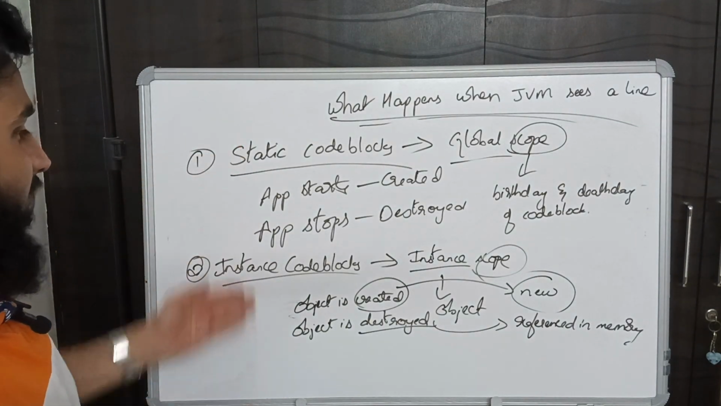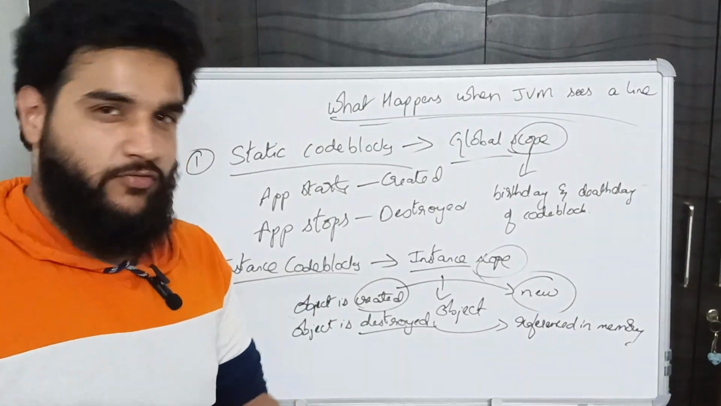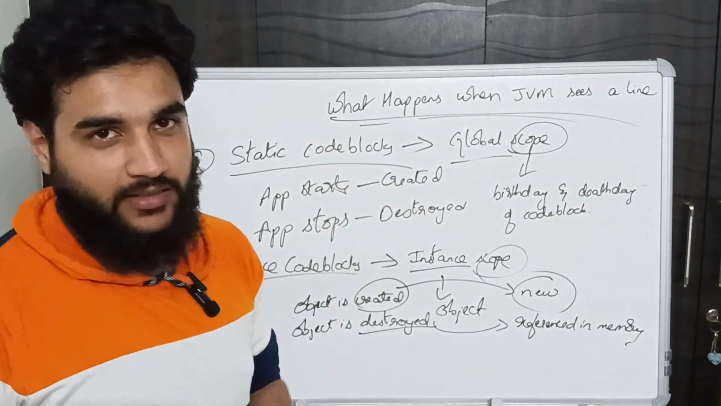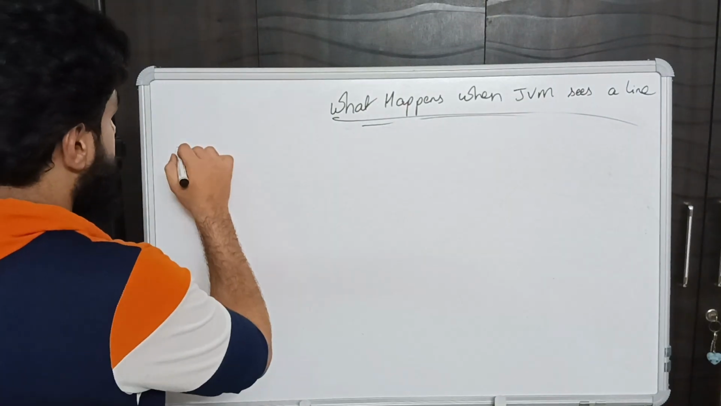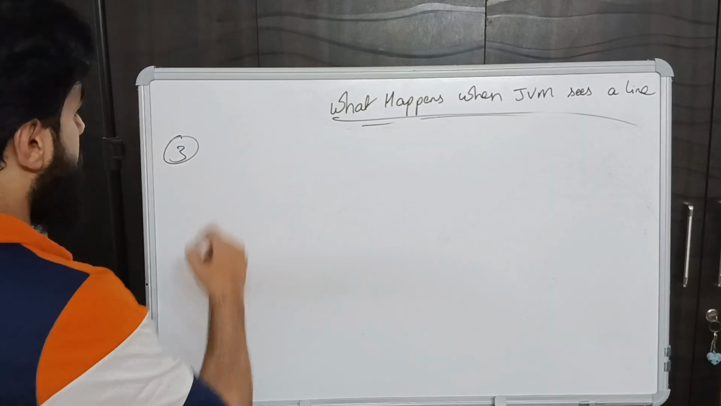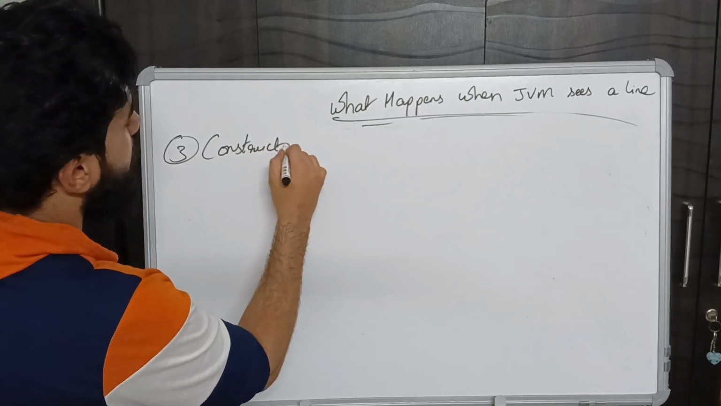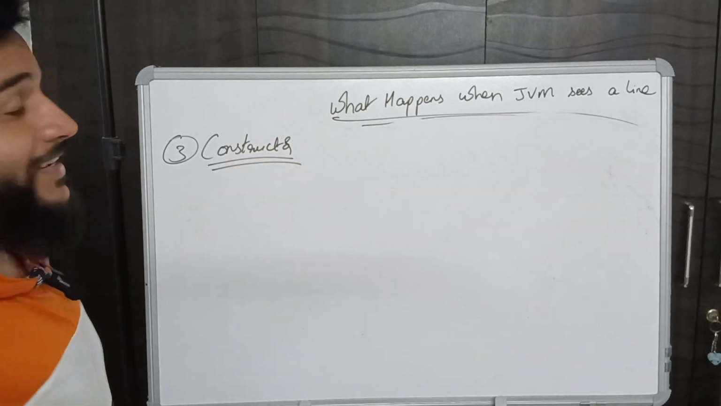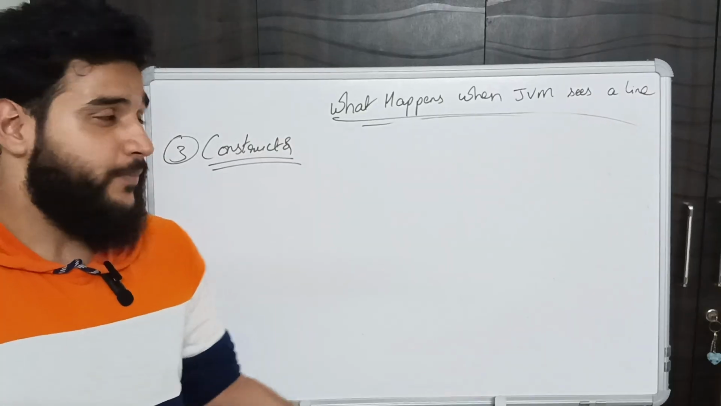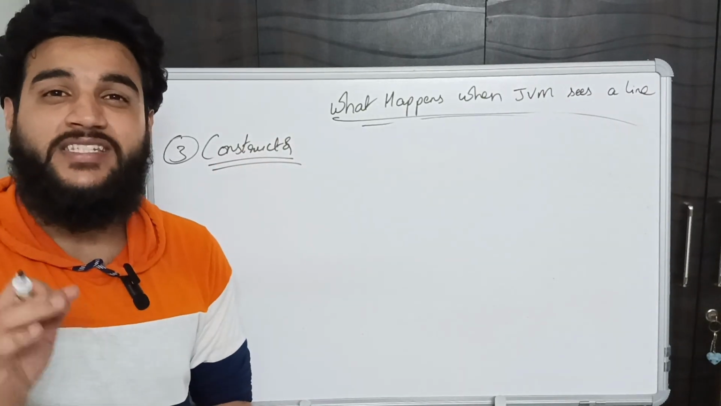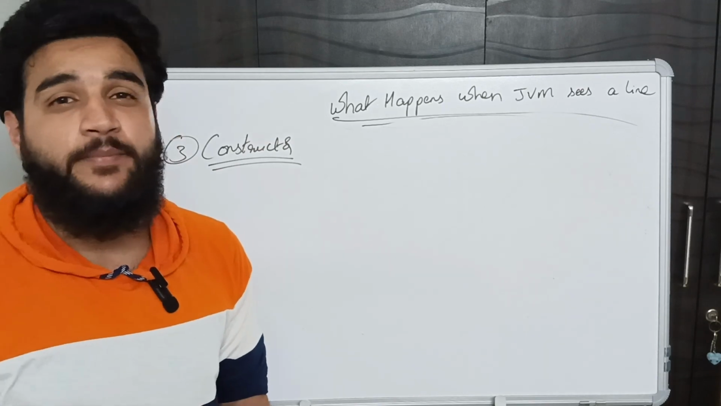Now, these are static and instance code blocks. Let us see more types of code blocks which exist in a class. So, the third type of code block is a constructor. Well, this is the exact term which we used when we created an object, didn't we? This constructor is basically the last step before an object is created in memory by the JVM.